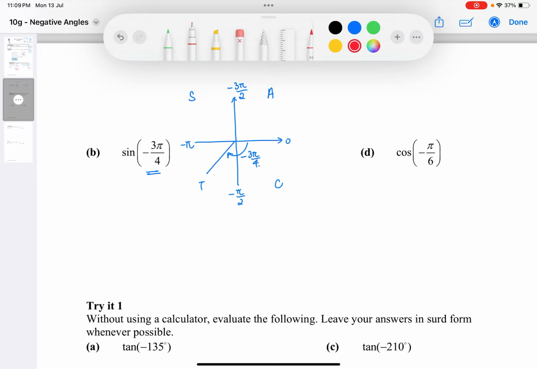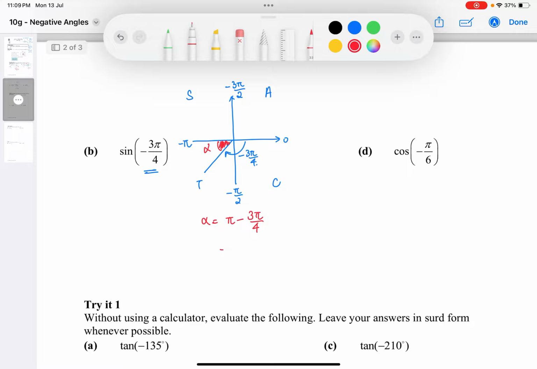Okay, so knowing this, our basic angle will be the angle between the line and the x-axis. So that will be pi minus 3 pi over 4. Again, like I said, I will just ignore the negative sign because I know that a straight line is pi radian, and the angle here is negative 3 pi over 4. So the basic angle will be pi minus 3 pi over 4, which gives us pi over 4.